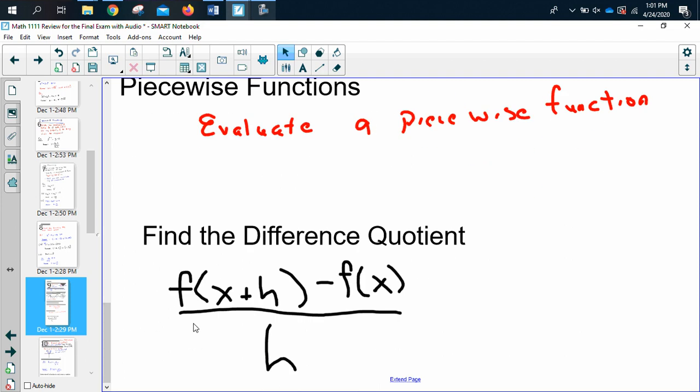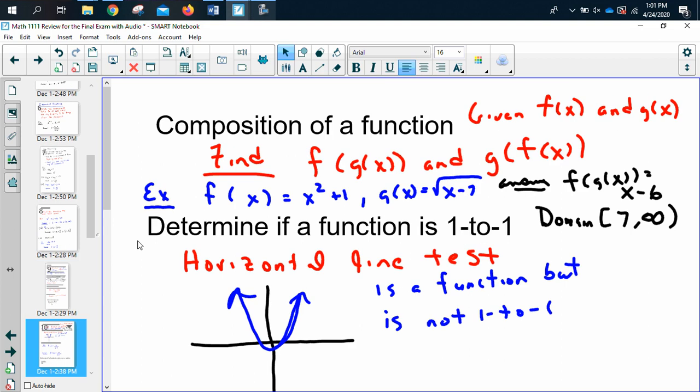And this is the formula for the difference quotient. Be able to find the composite of a function. So like given f and g here, you want to find f of g of x, and this is the answer, and then this is the domain.